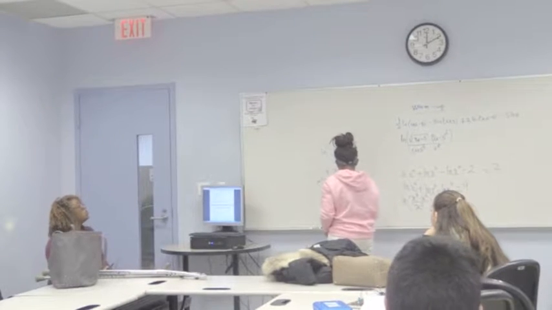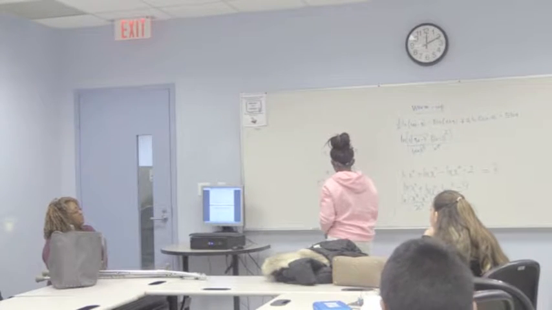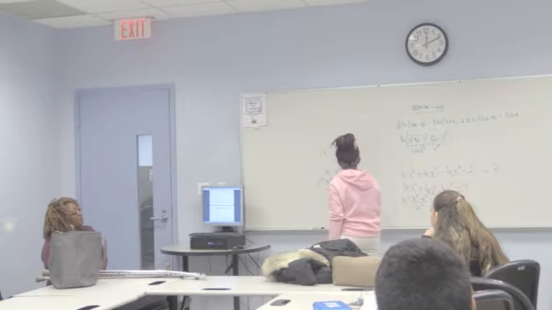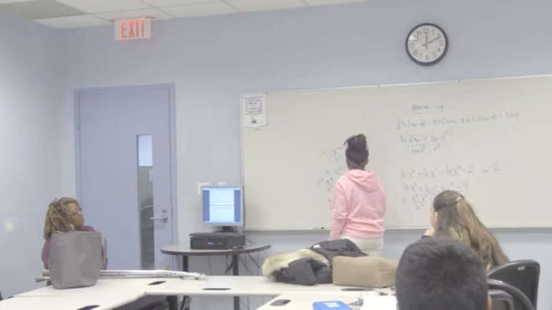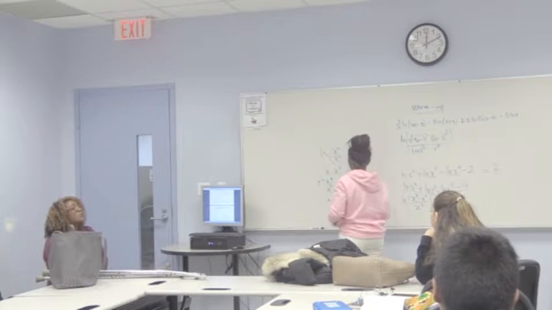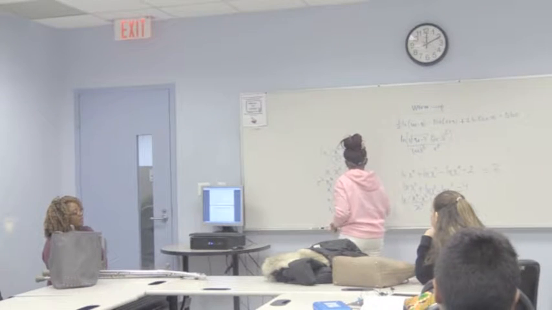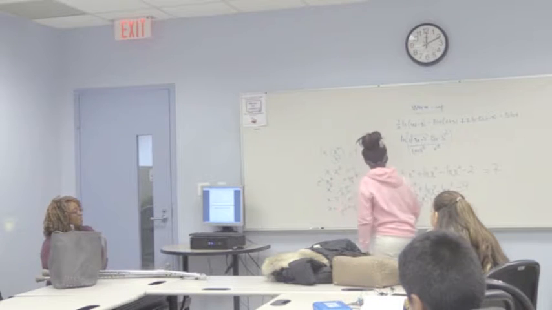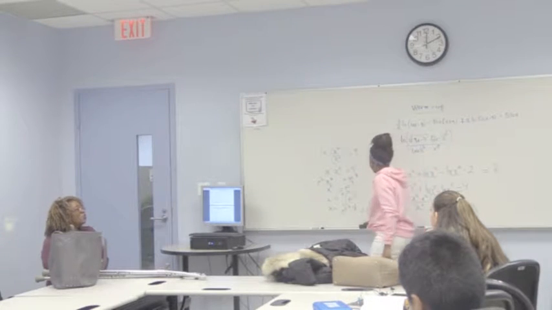So x is e to the third. I was thinking 3 over 2 because the cube root is half. And then there's 3. The cube root is 1/3. The square root is half. Okay, good. Awesome. Thank you. Yeah. No. You can leave it.